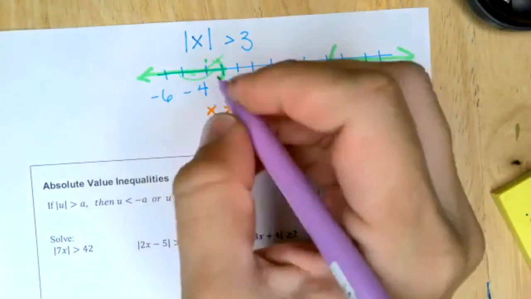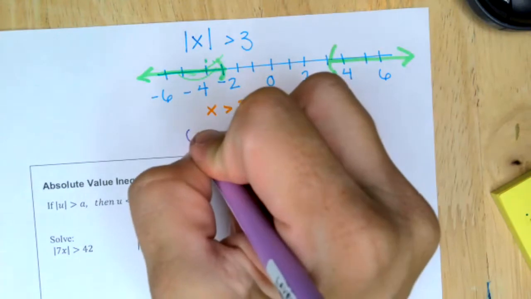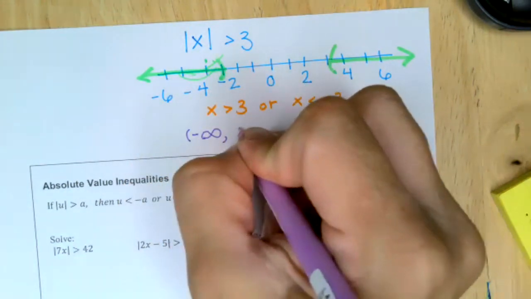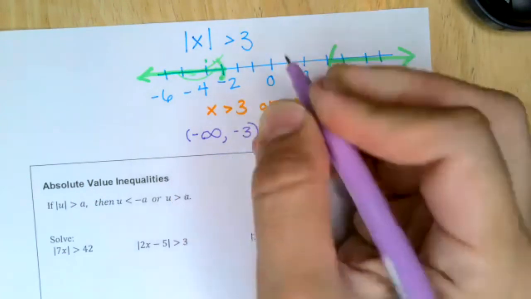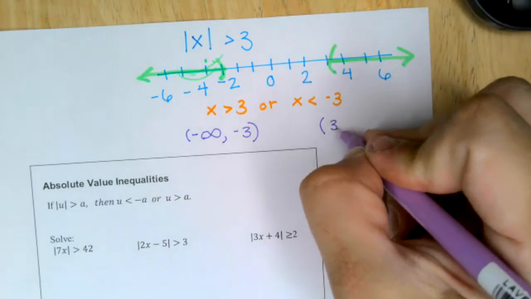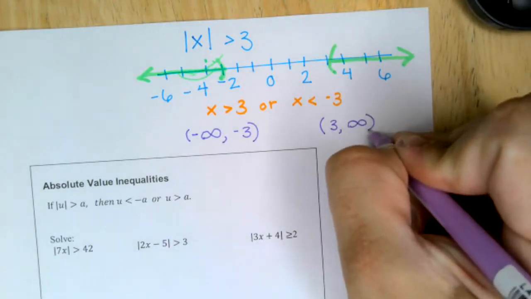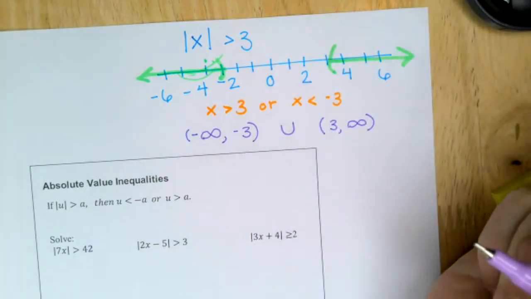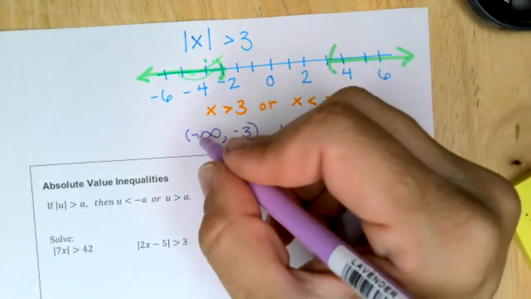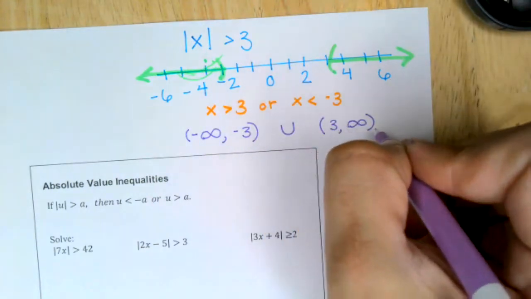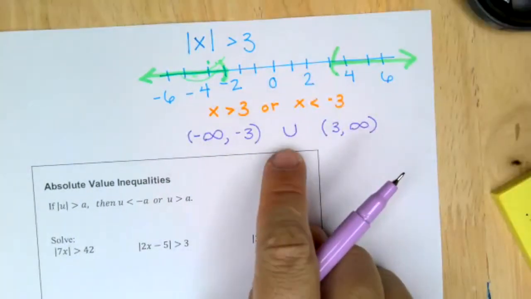Here's the one part that's a bit more difficult when you're writing interval notation. So it starts at -infinity and it goes to -3, right? This one. And this one starts at +3 and goes to infinity. And we have to say set here. The set of -infinity to -3 and 3 to infinity. Set. Okay?